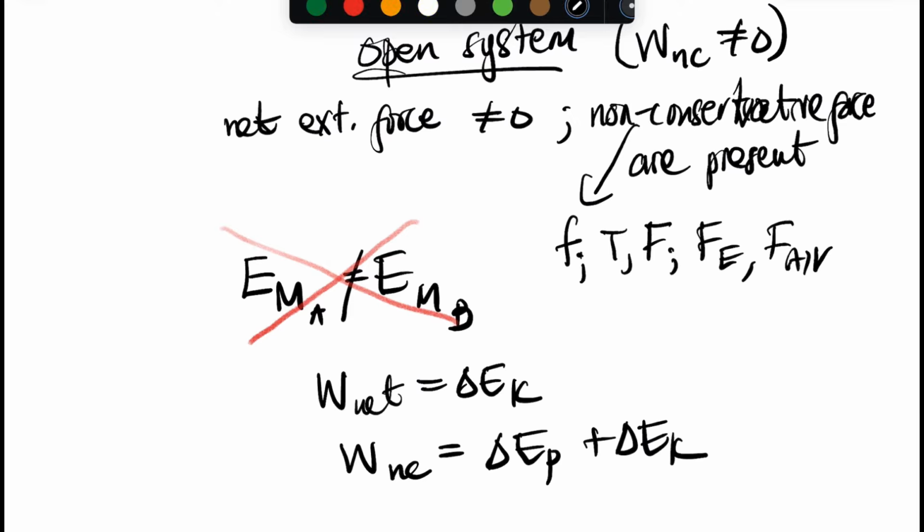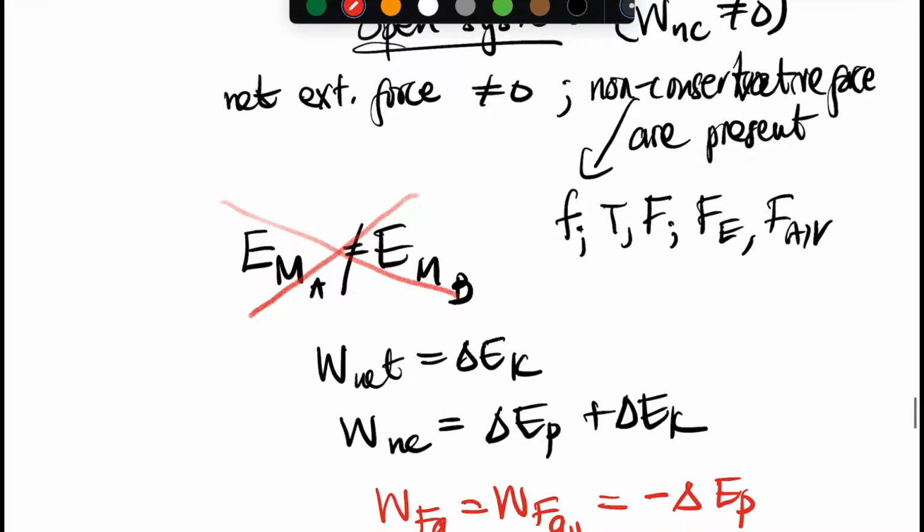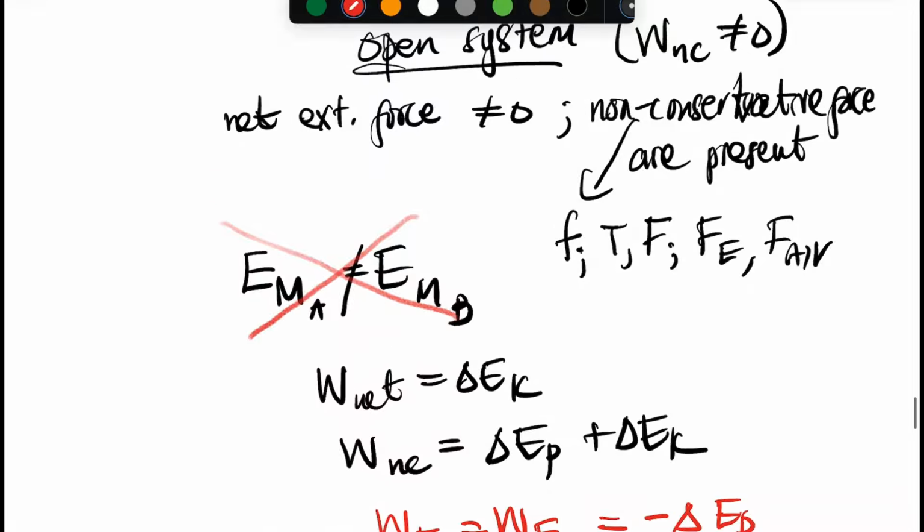And lastly, guys, do not forget that the work done by the gravitational force, which is the work done by the gravitational force parallel, is equal to the negative change in gravitational potential energy. It's very important, guys, if you're not given the angle.